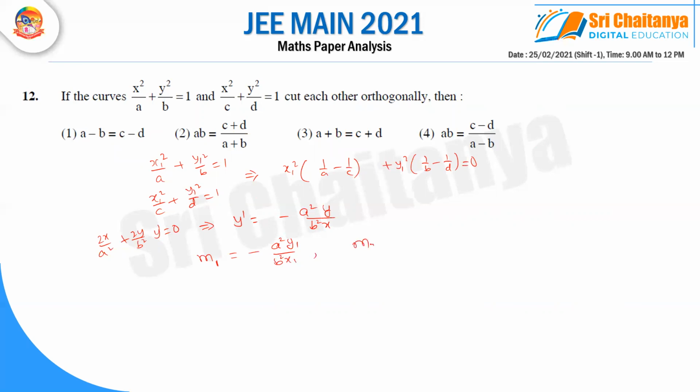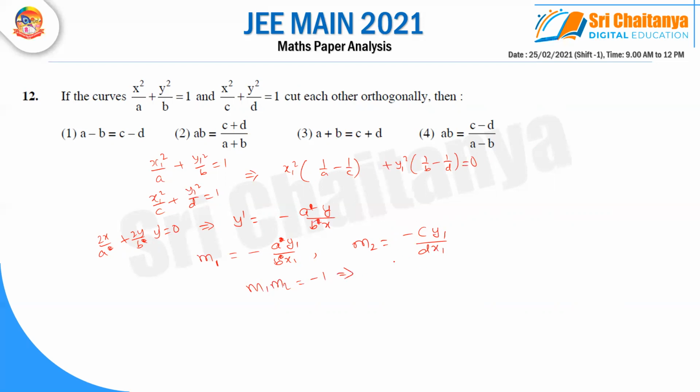And when you come to the second one, see in the first and second, just a comma b got replaced by c comma d. So in the calculation also, I will do the same thing. So what will I get? Sorry, here square is not there. So it will be minus cy1 by dx1. So my condition is m1 m2 equal to minus 1.